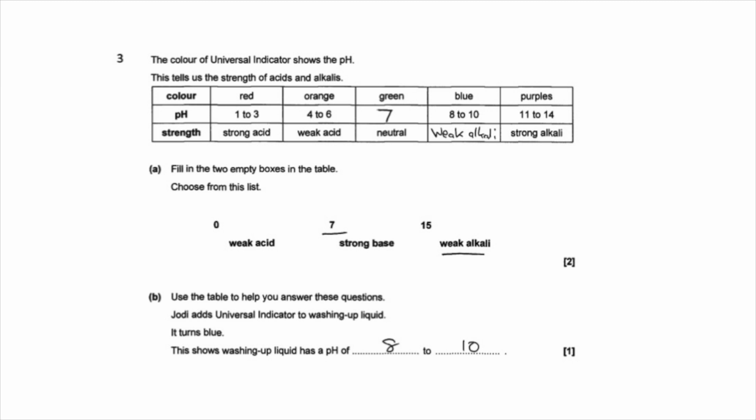And then for part B, you're asked to use the table to help you answer these questions. So this first part says Jody adds universal indicator to washing up liquid, it turns blue. This shows washing up liquid has a pH of, so you use the table, so if it turns blue, it has a pH of 8 to 10. 1 mark for that.